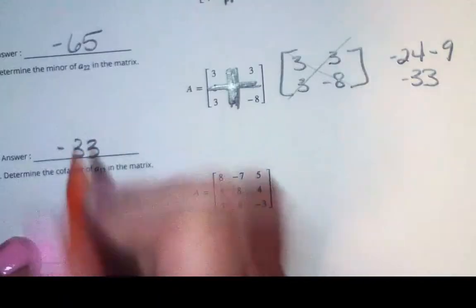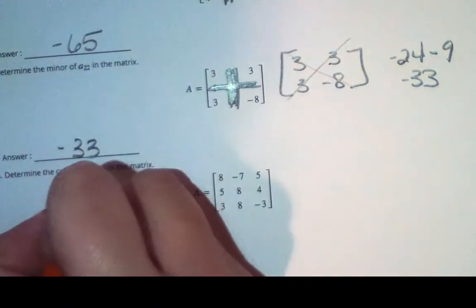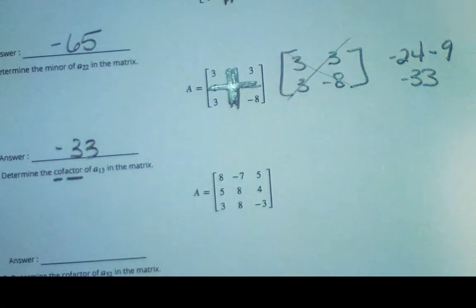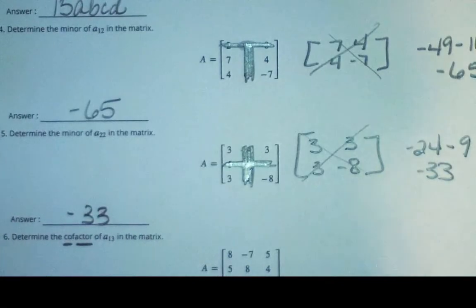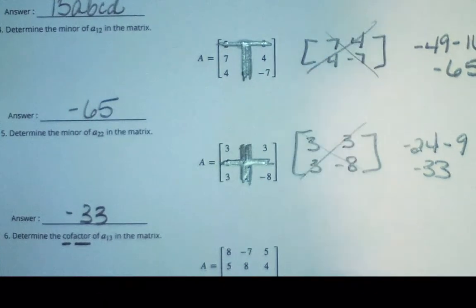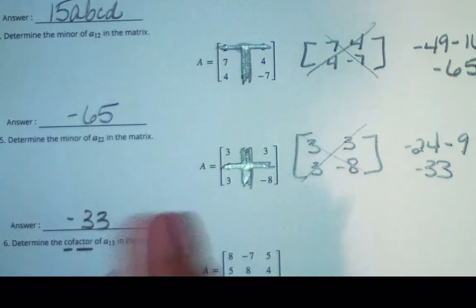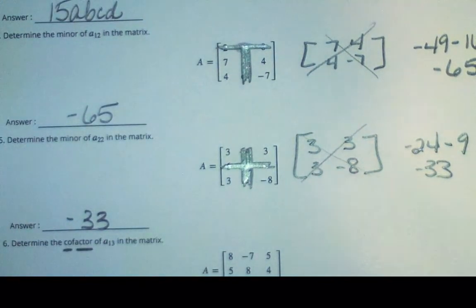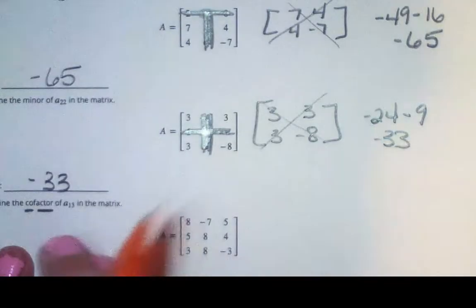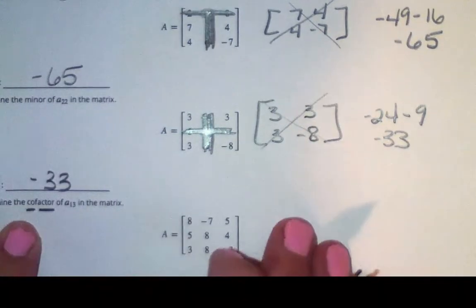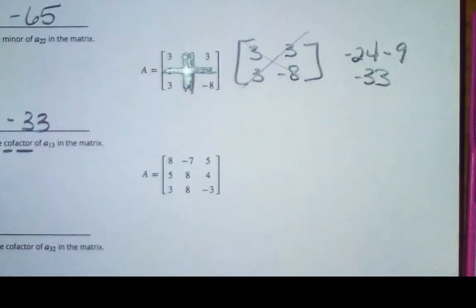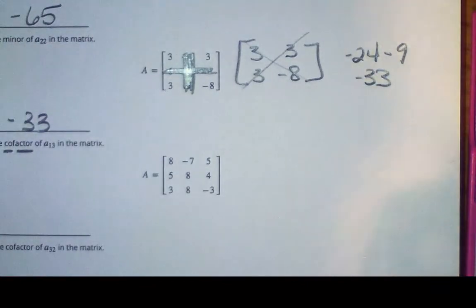All right, so now find the cofactor. So how can I remember the difference between a minor and a cofactor? You have to find the minor before you can find the cofactor. So cofactor is like two words, like company, cooperative, co. Okay, so you have to find the minor first, and then you can go to the cofactor. I don't know if that helps. So here's what we're going to do. We're going to find the minor first, and then I'll tell you what the cofactor is.